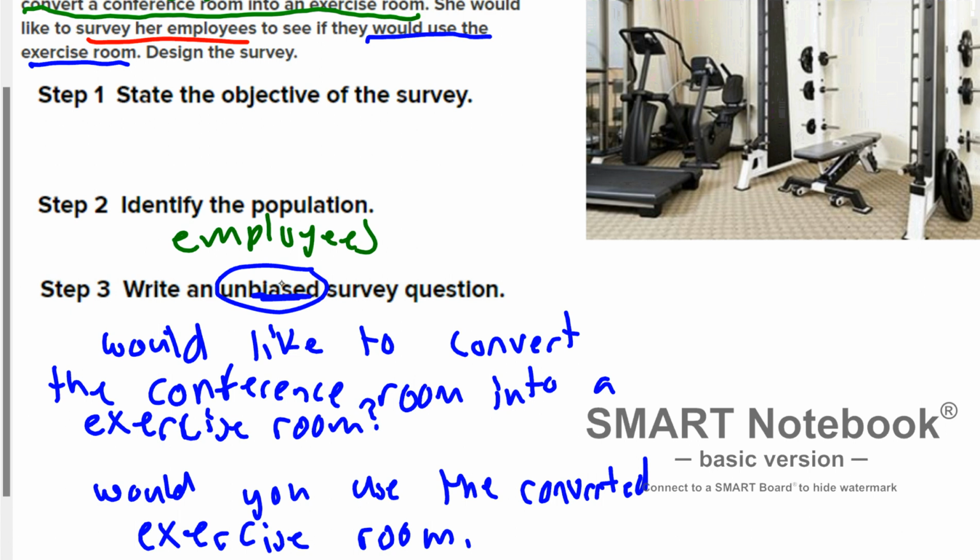A biased one would be like, hey, would you like to convert the lame conference room to an amazing exercise room? Something like that, some kind of adjectives in there to kind of get what you want out of it, right? Depending on the wording.